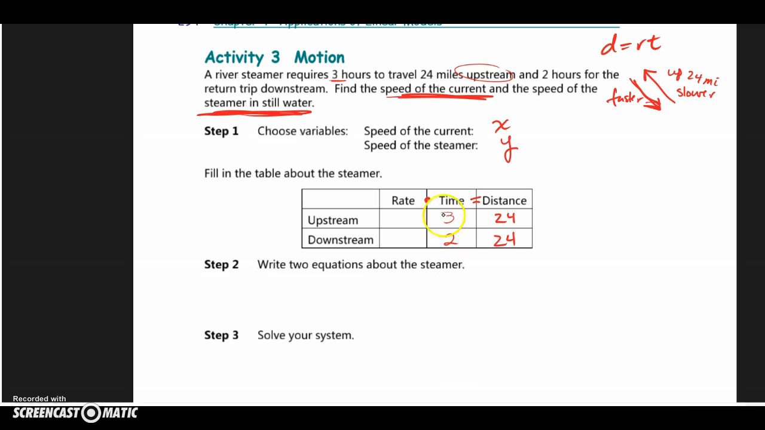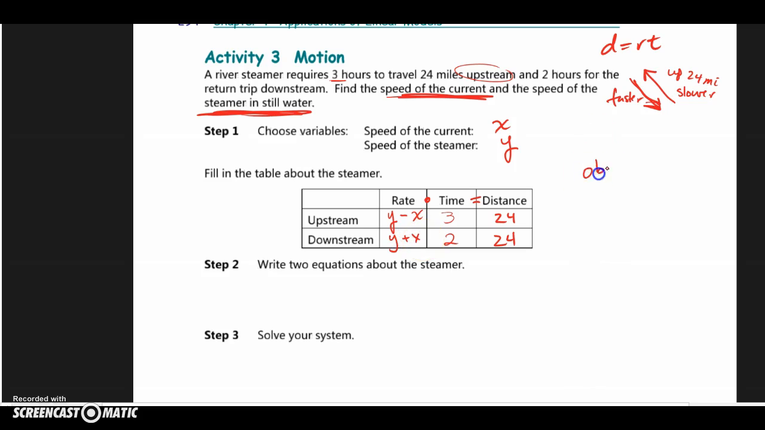Fill in the table about the steamer. We have it almost done. Rate is left blank. I know if I say the distance divided by the time, I should get the speed as a fixed number, but that fixed number consists of two pieces because the speed of the current and the steamer are involved. Going upstream, you've got the steamer and then you have the current that tries to slow it down. So it's the steamer rate minus the rate of the current. Coming downstream is faster, so they act in the same way together, and that's y plus x.